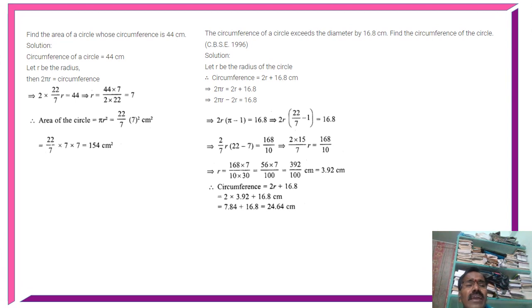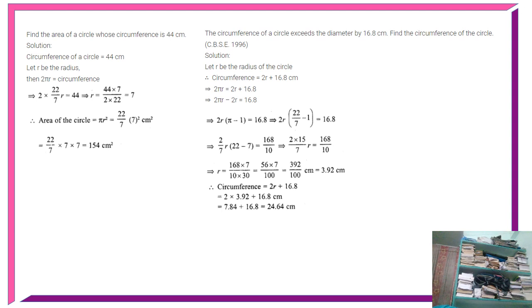Here it is given: find the area of a circle whose circumference is given. Here the radius is not given. We need to find its area. Simple, students. Circumference, we know, is 2 pi r, equate to this one, 44. First substitute: whenever we are finding with the pi value, we should substitute either 22 by 7 or 3.14, depending on the problem. If they give 3.14, take 3.14.